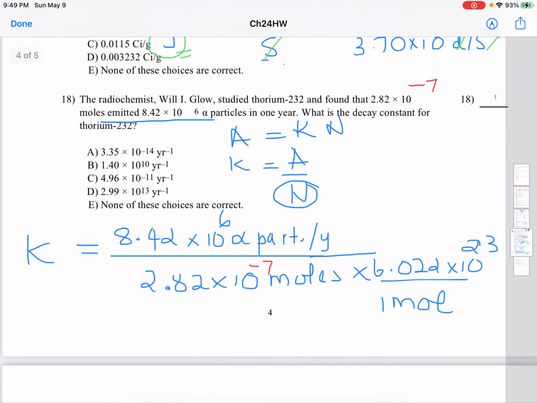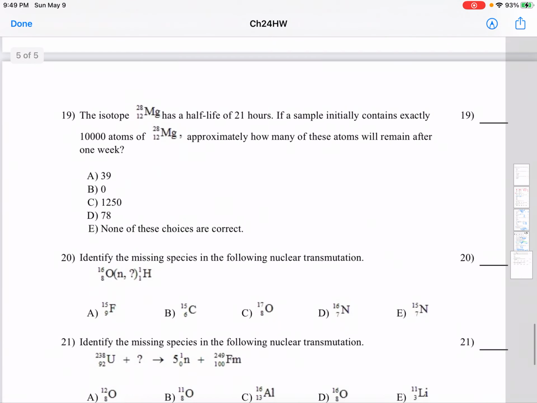Number 19. The isotope magnesium 28-12 has a half-life of 21 hours. If a sample initially contains exactly 1000 atoms of 28-12, approximately how many of these atoms will remain after 1 week? Now this is talking about half-life, and we know radioactive decay is a first order reaction, so we're going to use some of the kinetics that we learned previously to solve this problem.